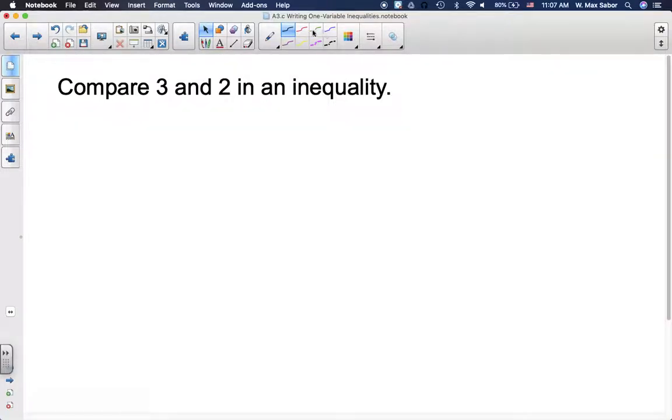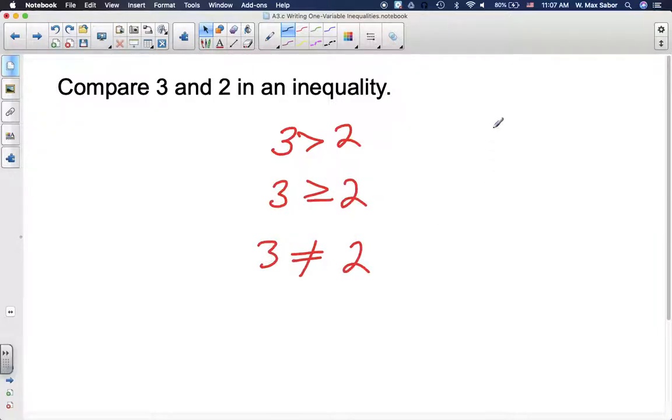If we want to compare 3 and 2 in an inequality, there are a bunch of ways you can do this. You could say 3 is greater than 2. 3 is greater than or equal to 2. You could say 3 is not equal to 2. You could even go 2 is less than 3. You could go 2 is less than or equal to 3. Or 2 is not equal to 3.